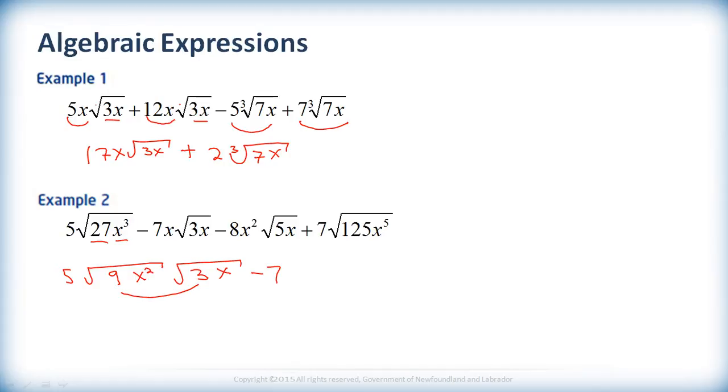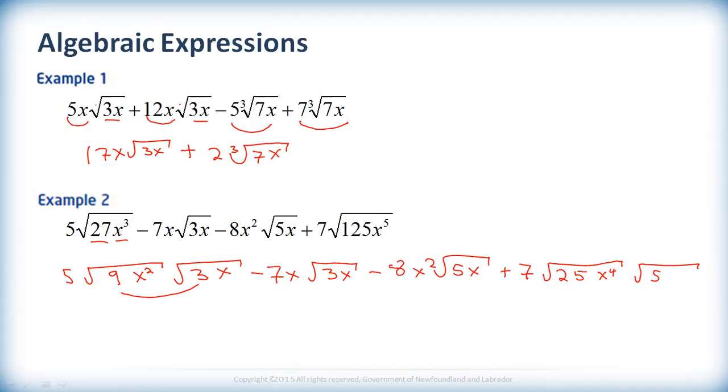So then there's not much I can do with negative 7x times the square root of 3x, because square root 3x is about as simple as it's going to get. And there's not much I can do with negative 8x squared times square root 5x. Square root 5x is nice and tidy as we're going to get that one. The last one there, though, let's see. We've got a 7, and then we've got a square root of, what's a perfect square factor of 125? I think 25 works. And a perfect square factor of x to the power of 5 is x to the power of 4. And then we put what's left over when we divide by those.